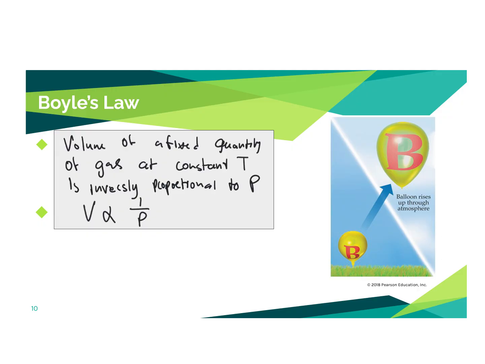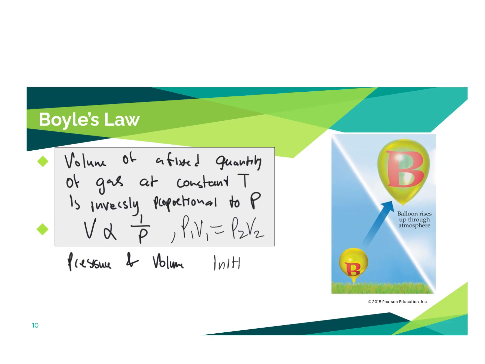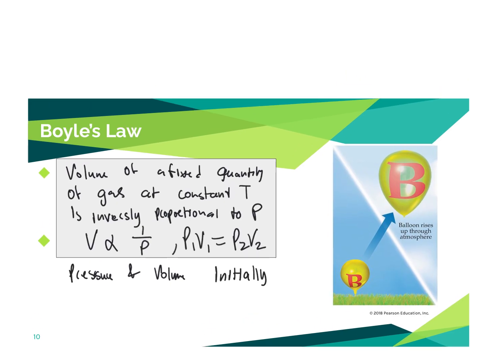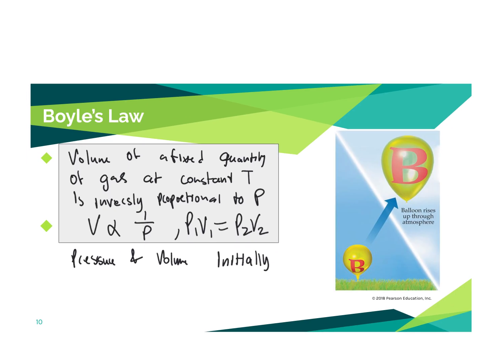Another really important equation that comes out of this is P1 times V1 is equal to P2 times V2. So if you have pressure and volume initially, whatever the start is. If you're given a problem and they say you have a system with a particular pressure and volume, and then they tell you pressure either will increase or decrease, then you can use this law to determine what the volume would be.